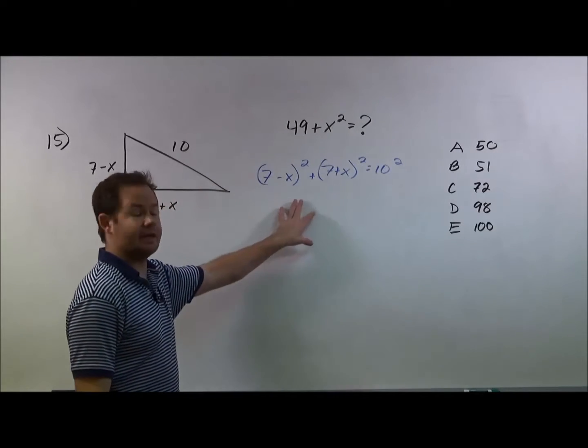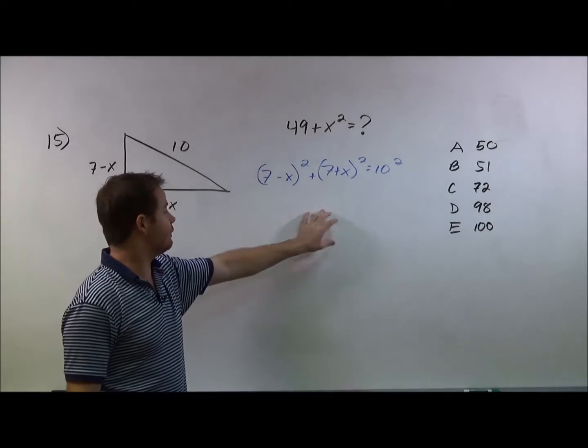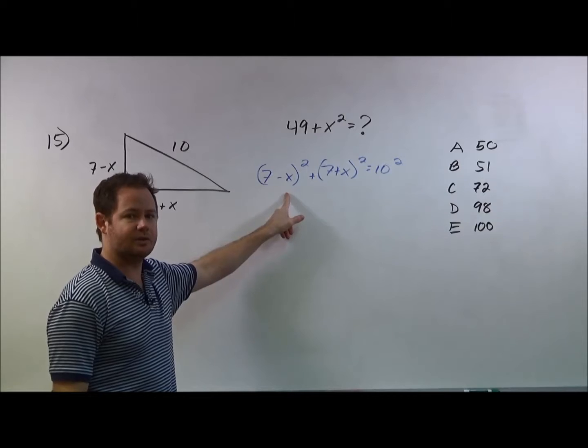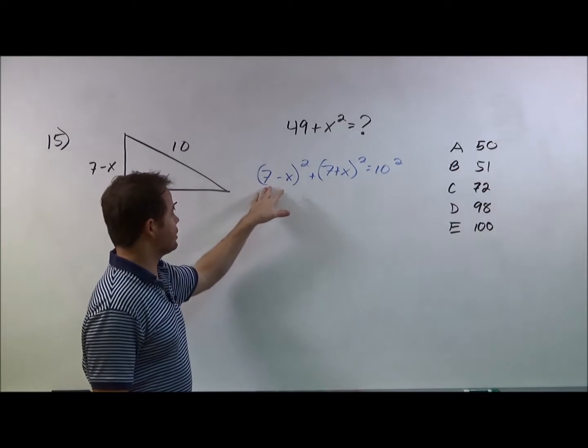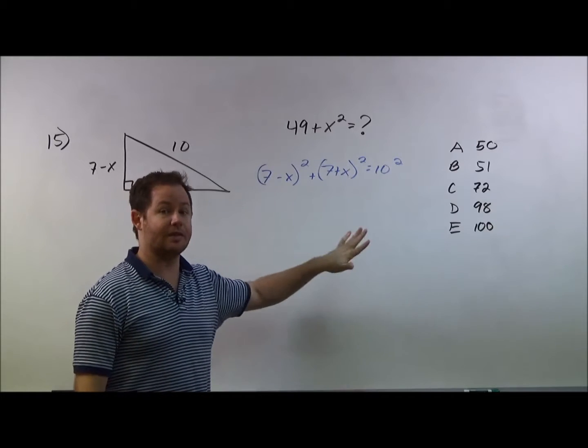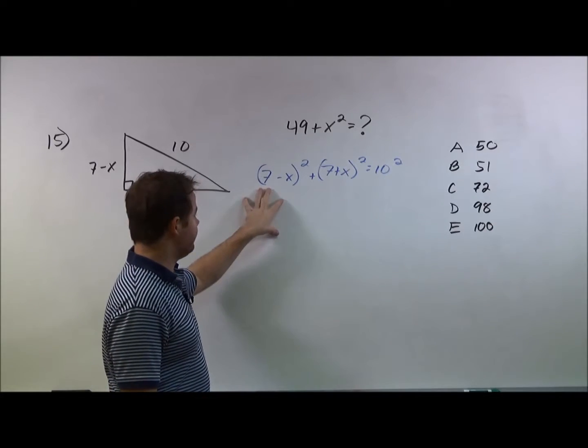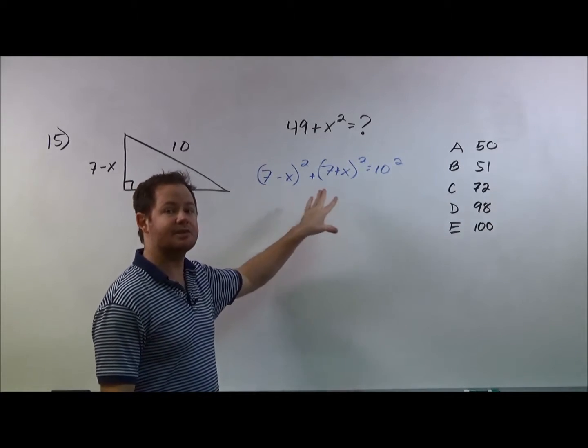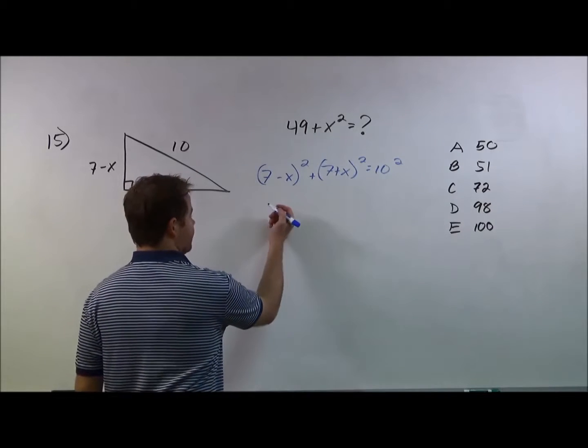Now we do the math on that. Here's one thing we have to be really careful of. When seeing a binomial, a lot of students will just square each term, and they would write this out as 49 plus x squared with nothing else. But you have to be careful. A binomial squared means 7 minus x times 7 minus x, and we have to actually FOIL that.